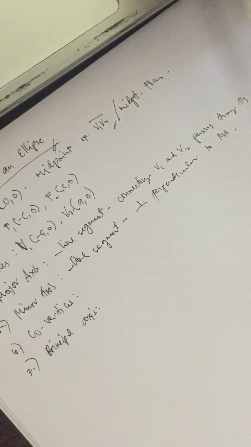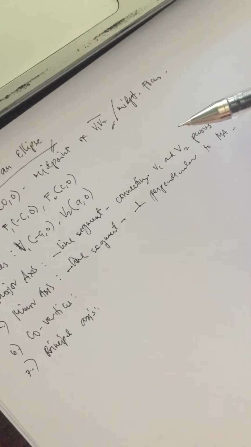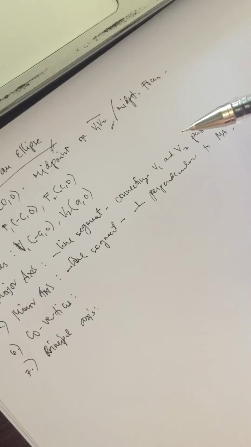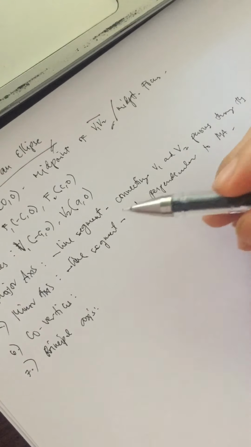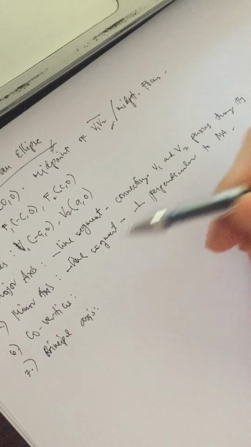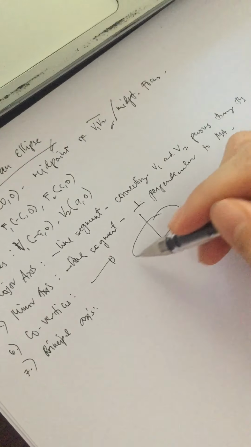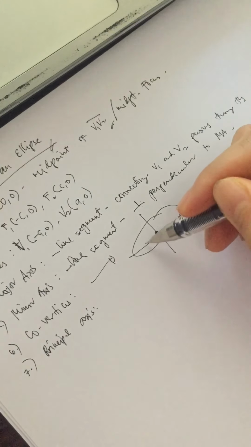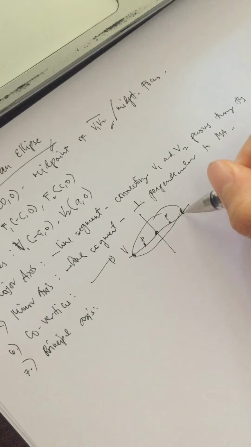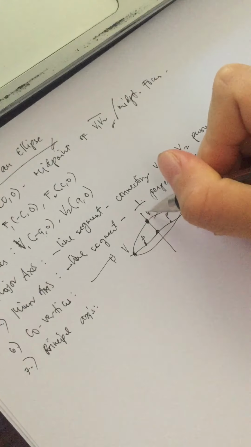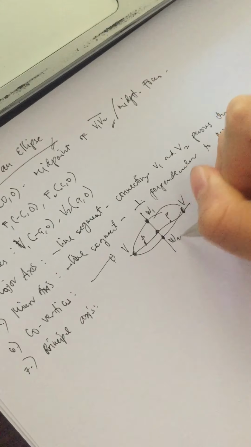Sunod is ang co-vertices. Yung co-vertices natin, these are the two points on the ellipse which intersect the minor axis, called the co-vertices. Kung i-draw mo siya, example, this is your ellipse. This would be your center, this is your focus, this one is your vertex. Si co-vertices is nandito, denoted by W1, tapos ito naman co-vertices number 2.